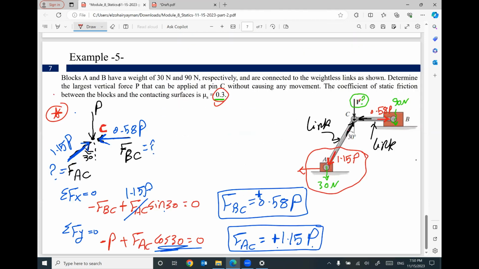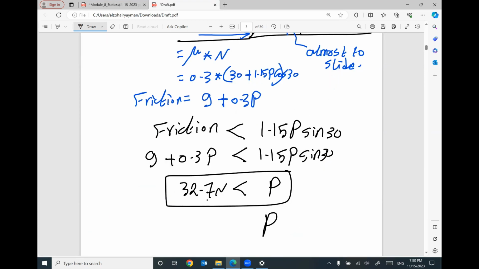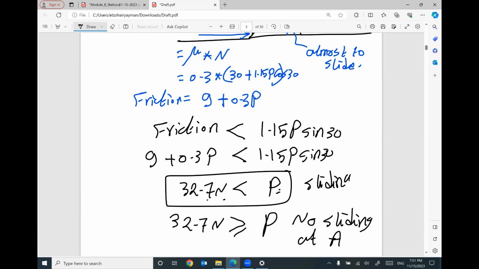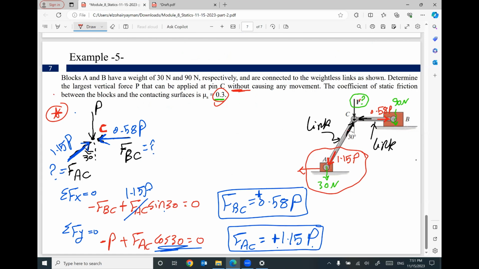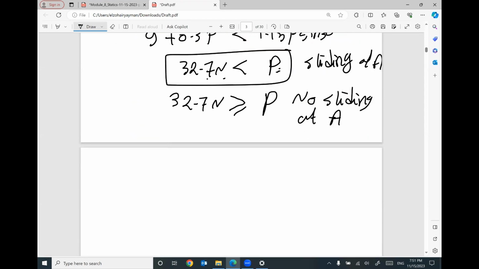If you would like this block A not to slide, without movement, the force P must be smaller than, or at least equal, 32.7 Newton. Equal is okay. No sliding at A. If P is greater, sliding at A will occur. That makes sense? So this is for block A. I will do the same for block B and see what will happen.